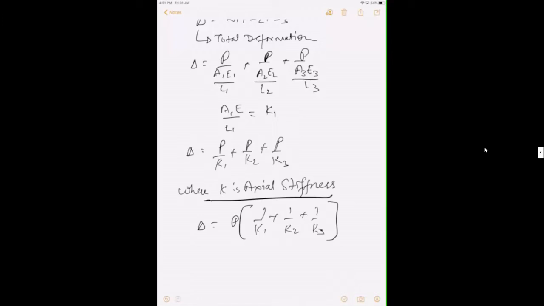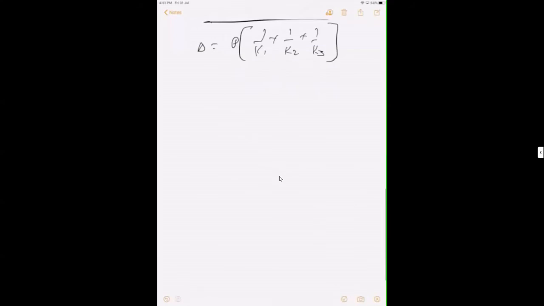Okay, so the concept of series and parallel comes from here only, that we will see which is connected in series or in parallel. Okay, now let's see our next step.